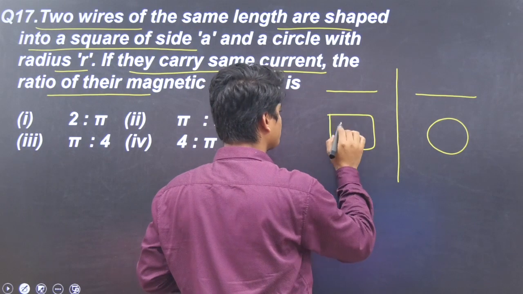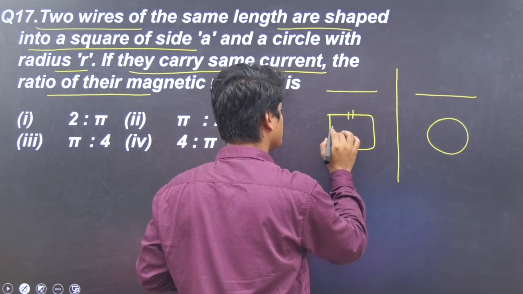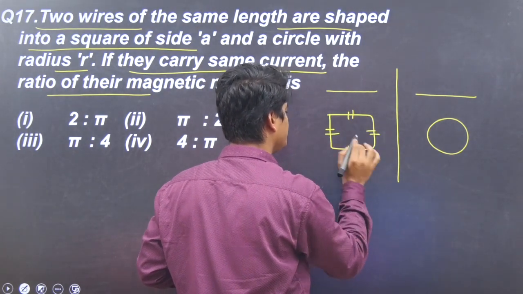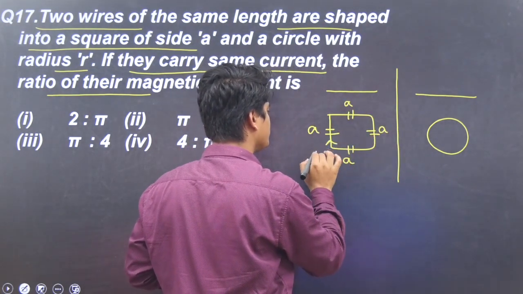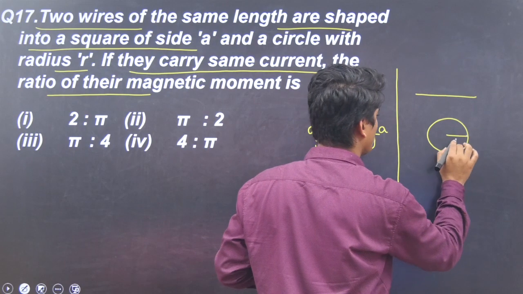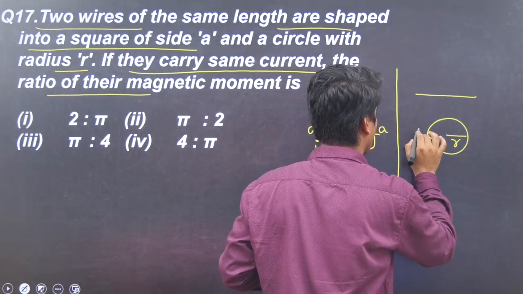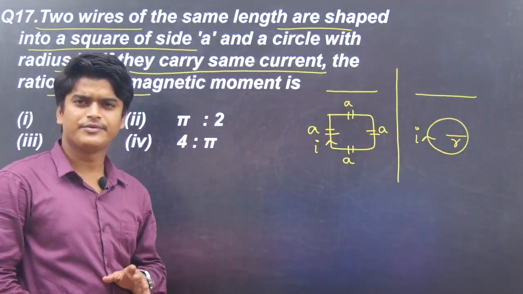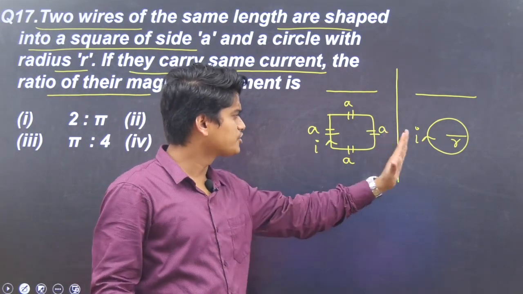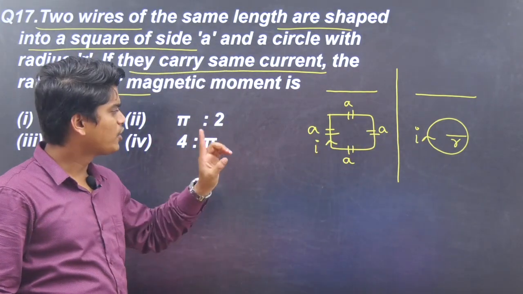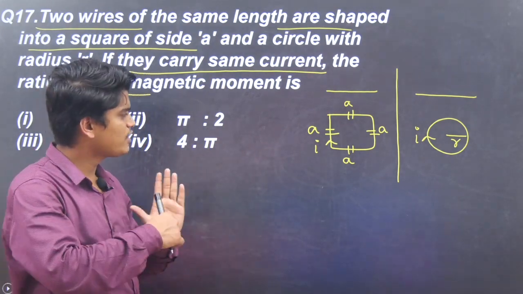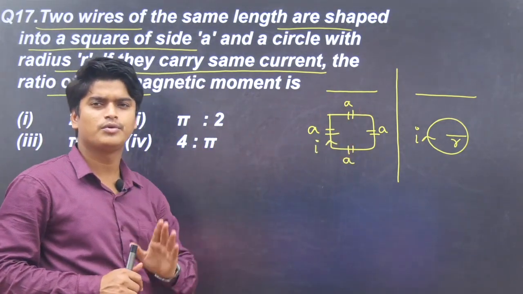Now here the square structure has all sides the same, so each side is a. Current flowing is I. For the circle the radius is r, and current flowing is I. Now remember, if a coil type structure comes, that means a closed loop, and if current is flowing there, then some magnetic moment will develop in both coils.